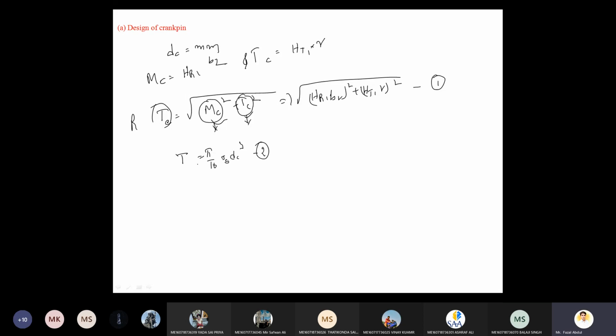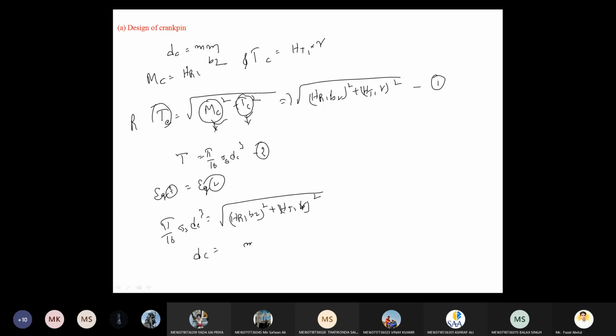Why am I taking this? Because the crankshaft is rotating, so when it is subjected to torsion, because angular twist we are considering, this equation I'm writing. Now equating equation 1 to equation 2, I'm writing pi by 16 into sigma s into dc power 3 equals the square root of HR1 into B2 whole square plus HT1 into R whole square. With this, we'll get dc in terms of mm.